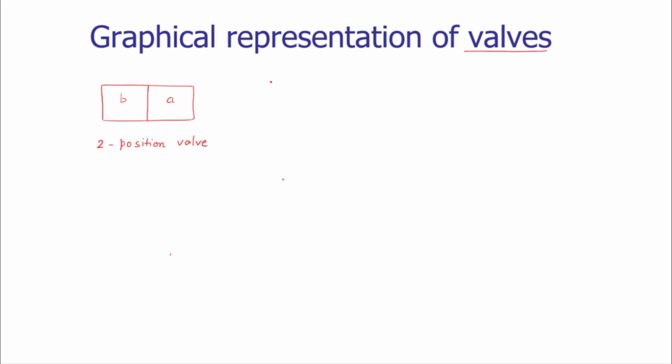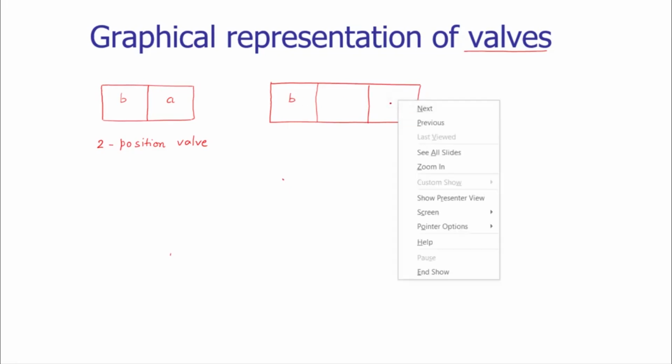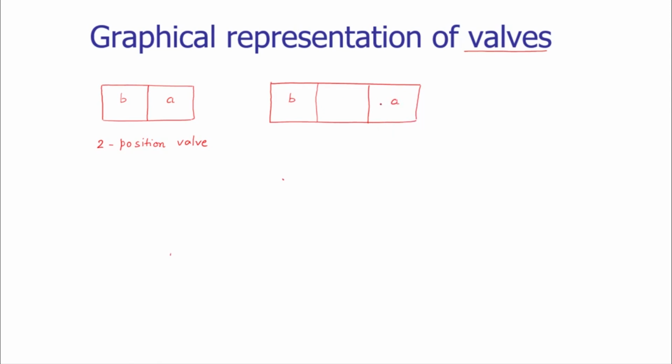We can have a three position valve as well. For that purpose, we may need to utilize three squares. So this is position B, position A, and the O position. O is basically used to designate the central or the neutral position. So O is the central, or you can call this the neutral position.